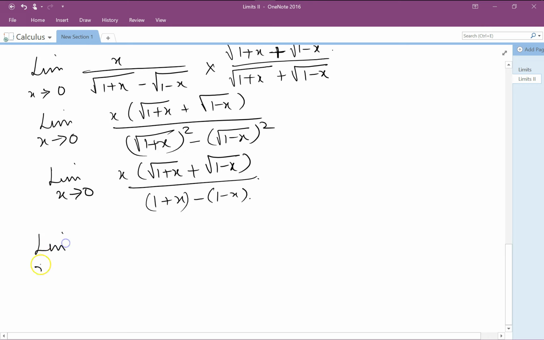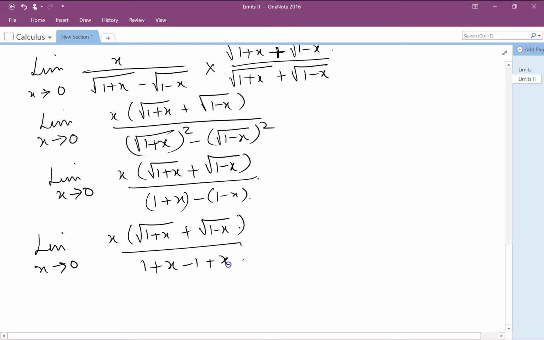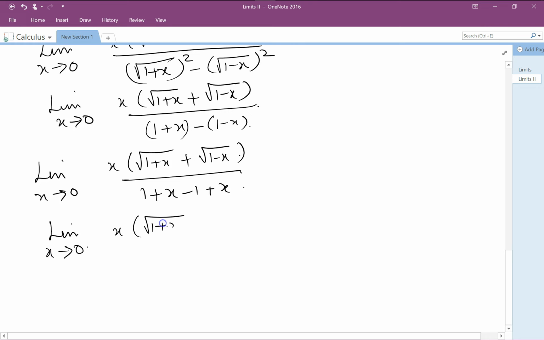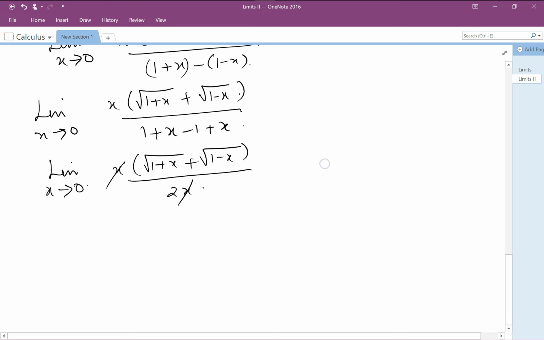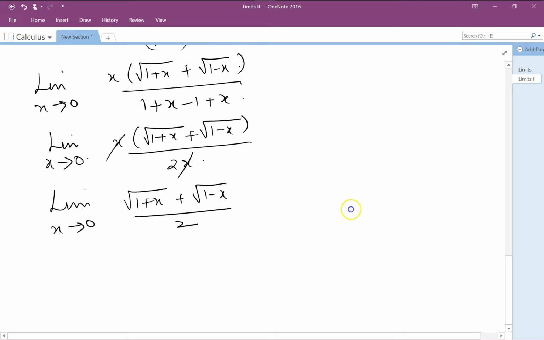So the limit as x approaches 0 becomes x divided by (1 plus x minus 1 plus x), times the conjugate, square root of 1 plus x plus square root of 1 minus x. 1 minus 1 is 0. x plus x is 2x. So this x and this x get cancelled. We are left with square root of 1 plus x plus square root of 1 minus x, by 2.